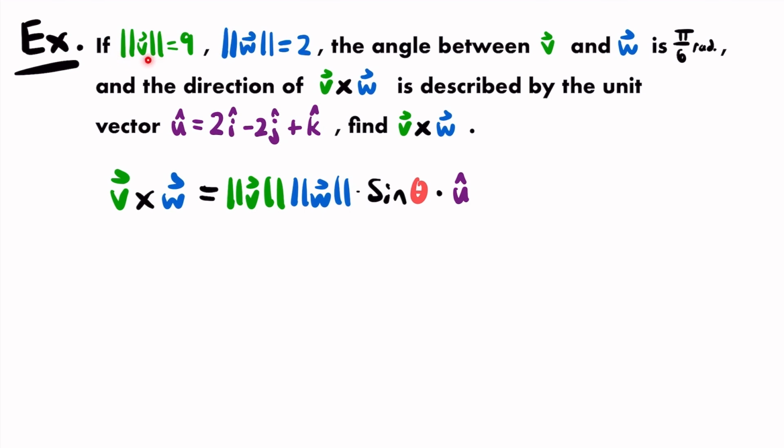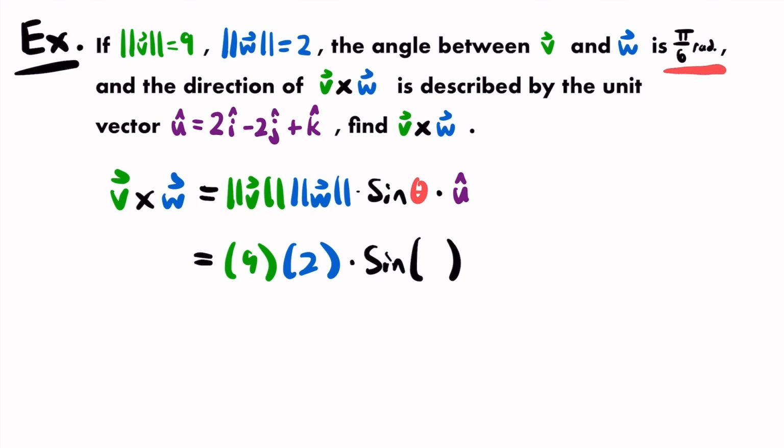We already know that the magnitude of vector v is 9 and the magnitude of vector w is 2, so we don't really need to write those down again. In fact, we can just plug those into this formula. We'll have that this is equal to 9 times 2, and then we're multiplying by sine of theta, where theta is the angle between vector v and vector w. And we're told what that is. We were told that the angle between vector v and vector w is pi divided by 6 radians. All right, so that angle is theta. Theta is equal to pi divided by 6 radians. So let's plug that in here. We'll have pi divided by 6.